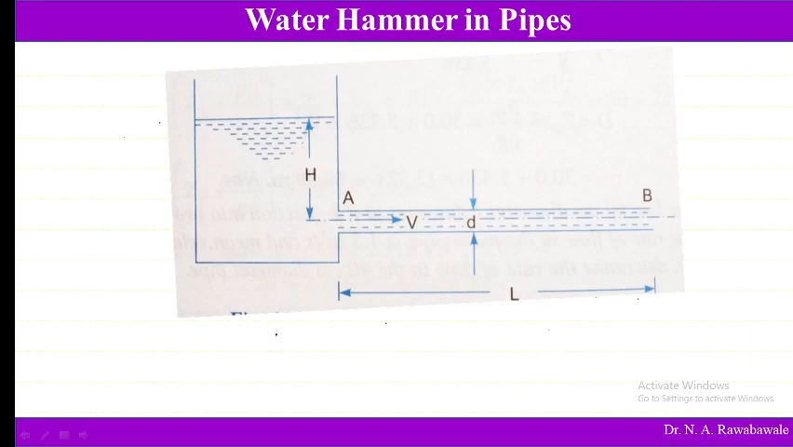Let us assume that there is one tank having some liquid stored in it to the height h above the center of the pipe, and the pipe is connected to the tank. When the valve is opened, the liquid starts to flow through this pipe at velocity v, through a pipe of diameter d and cross-sectional area A. The length of the pipe is assumed to be L.